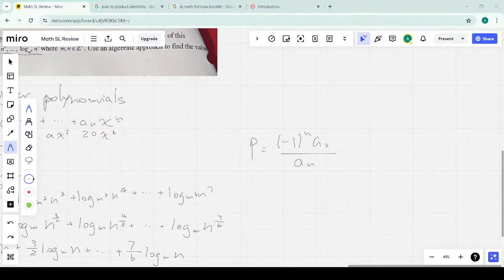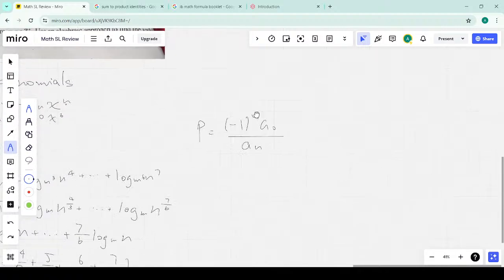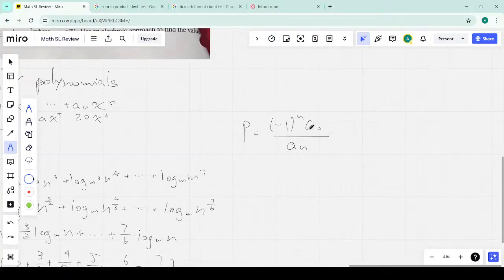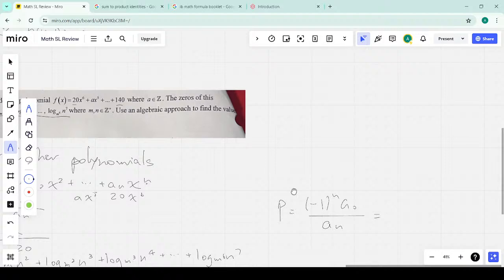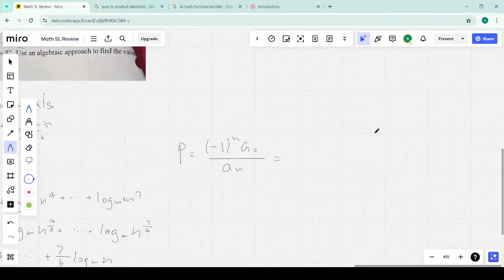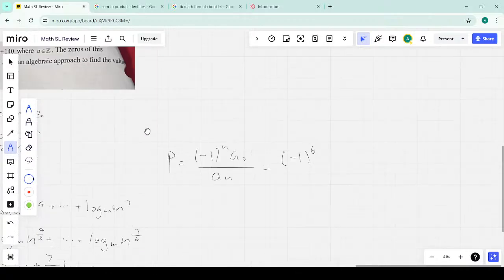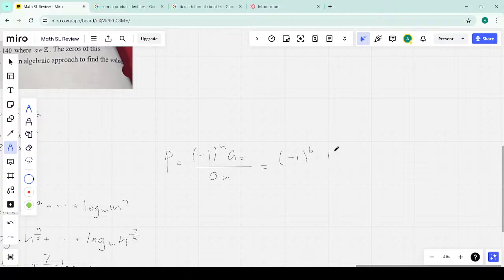Yeah, so I'll just finish this question out then. So negative 1 to the n, a0 over an. So negative 1 to the 6, a0 is 140 and an is 20. Times 140 divided by 20.